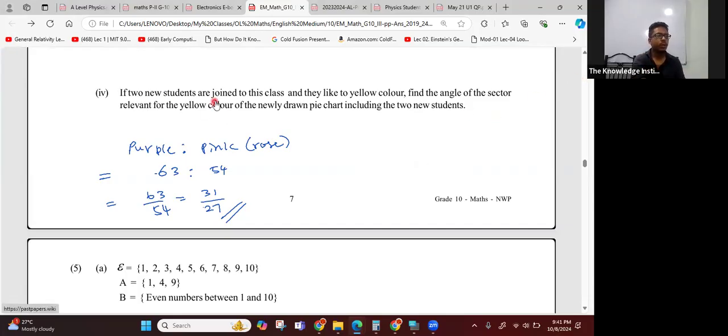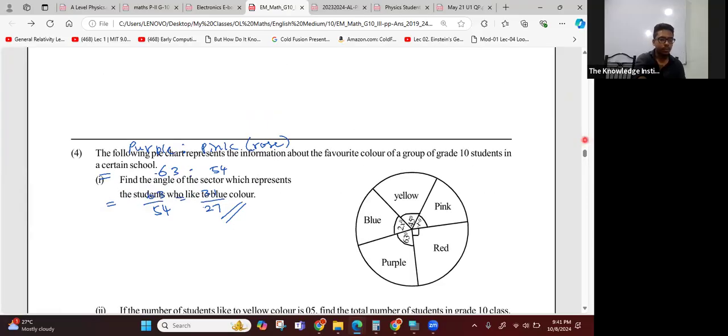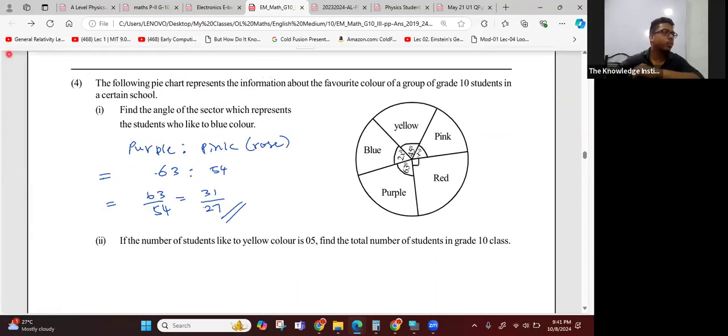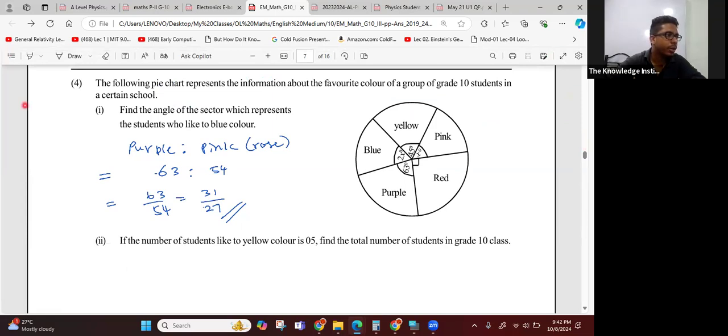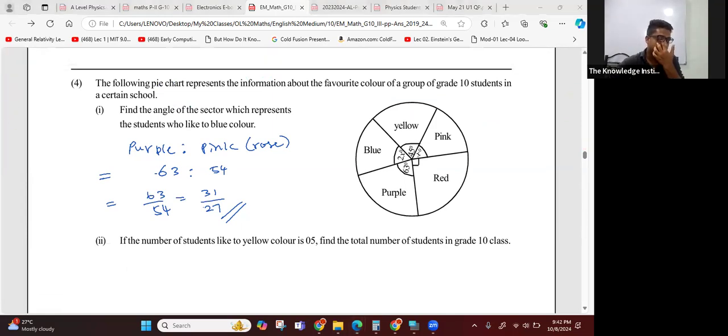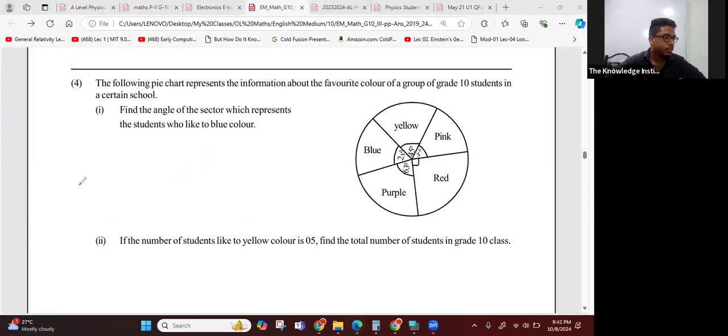Okay, if two new students join this class and they like the yellow color, find the angle at the center relevant for the yellow color of the newly drawn pie chart, including the two new students. So now, since two new students have joined the class, the total number of students will be 40.